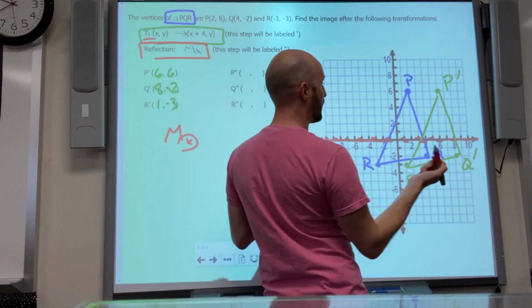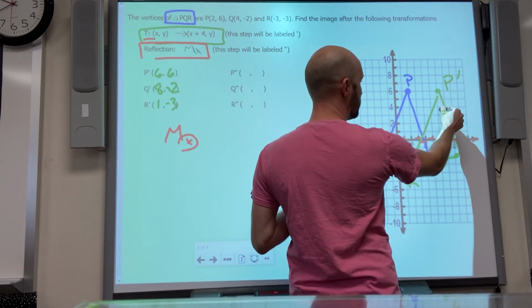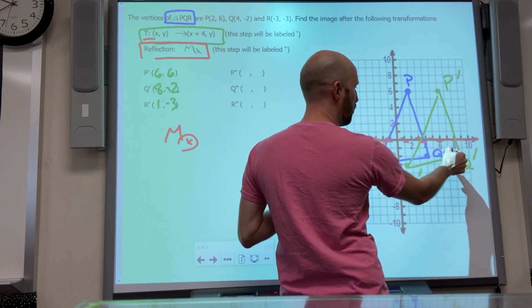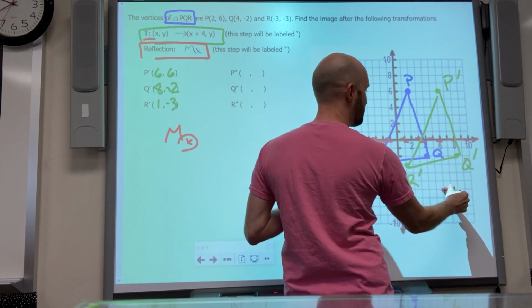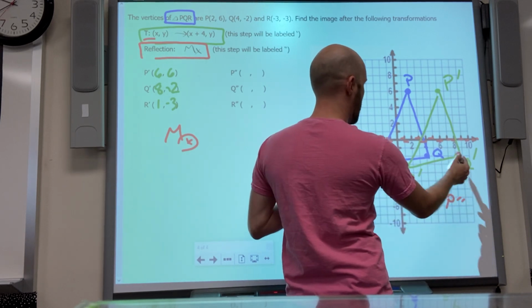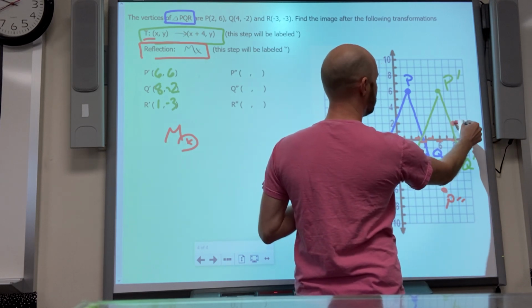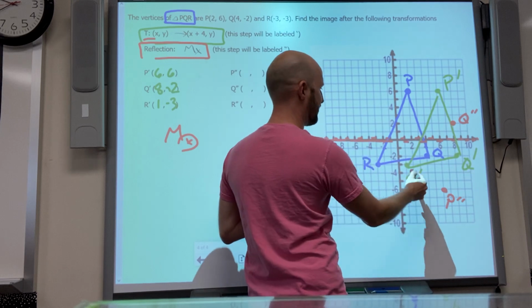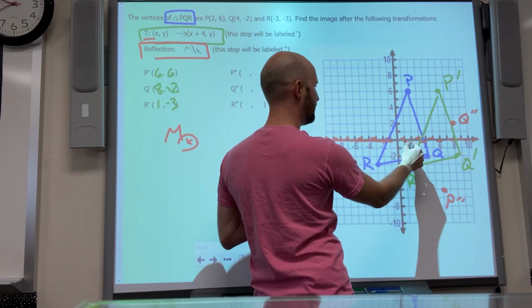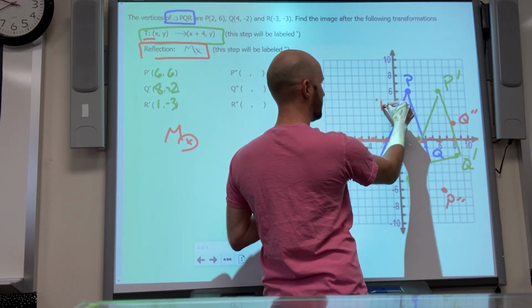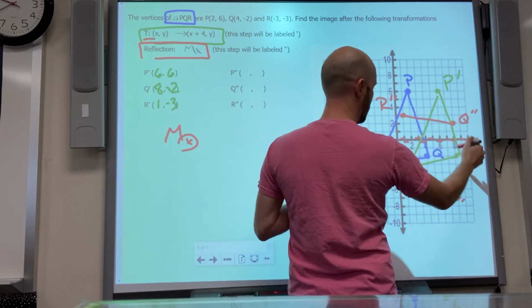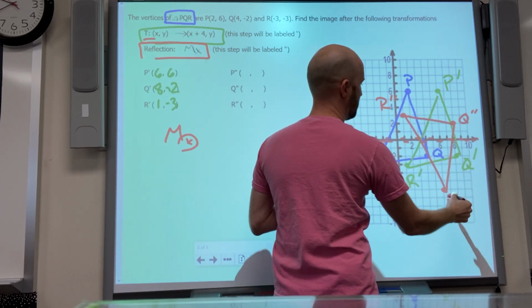So let's just reflect those points. Let's say P is 1, 2, 3, 4, 5, 6. So 1, 2, 3, 4, 5, 6. That's P double prime. Q is down 2, so then up 2 more. And lastly, R is 1, 2, 3 spaces, so 1, 2, 3 spaces. And when I connect those, you get that.